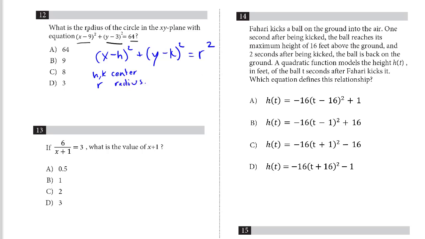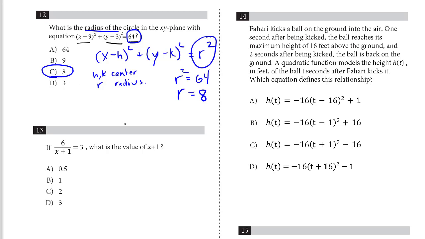So what do they want to know? What is the radius? r² on the right side, right here, must equal 64. Take the square root of both sides. r equals technically plus or minus 8, but it's plus 8 because we can only have a positive length of radius. The correct answer for 12 is C.